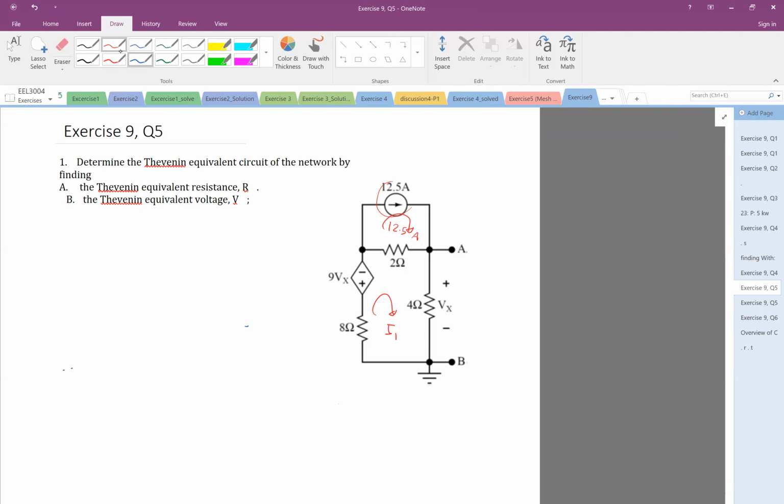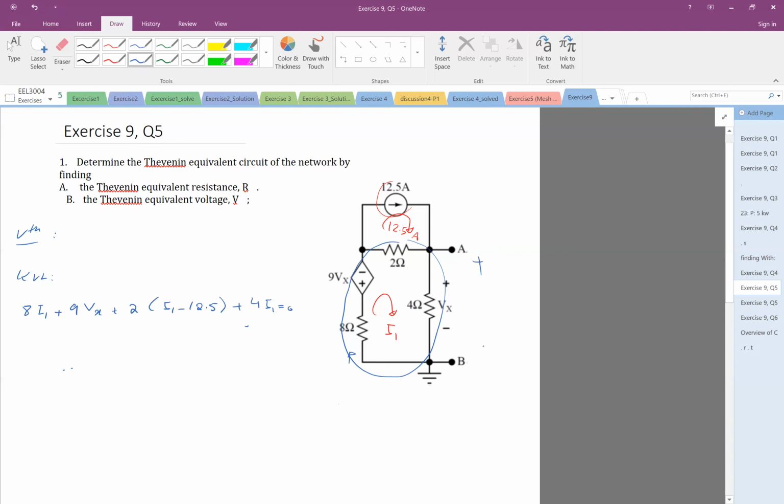And let me write the KVL on this mesh. So let me start from here. So 8 times I1 plus 9 V of X plus 2 times I1 minus 12.5 plus V of X. Let's do the 4 times I1, equal to 0.